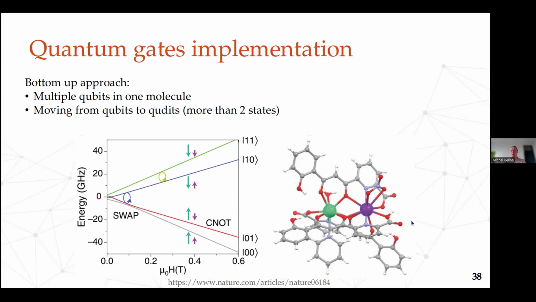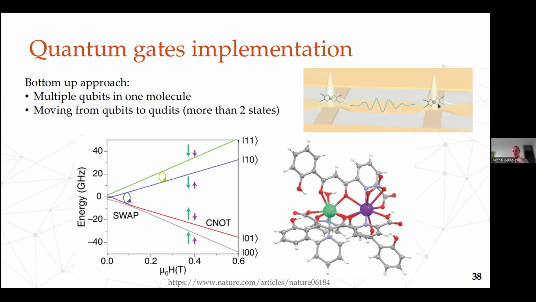So you can create these small cells, or how to say, multiple qubits within one molecule, and of course you can do some quantum computation within one molecule, which is quite nice in regard of the noise.